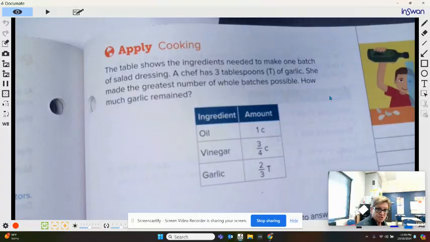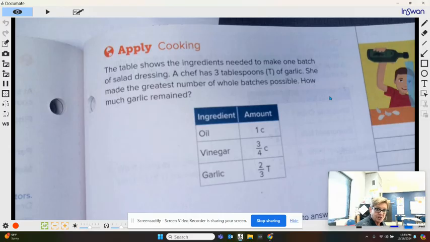It says the table shows the ingredients needed to make one batch of salad dressing. A chef has 3 tablespoons of garlic. She made the greatest number of whole batches possible. How much garlic remained? What that means is how much of the garlic that you're using is left over after you're dividing what you have, the 3 tablespoons, by what you need.